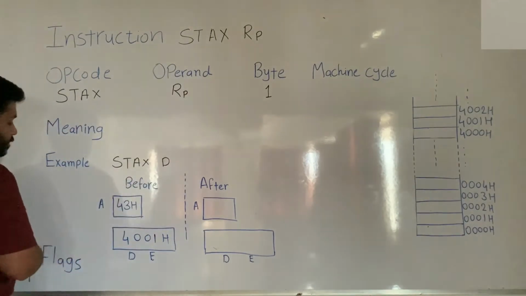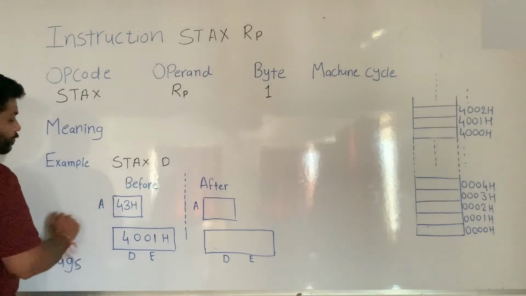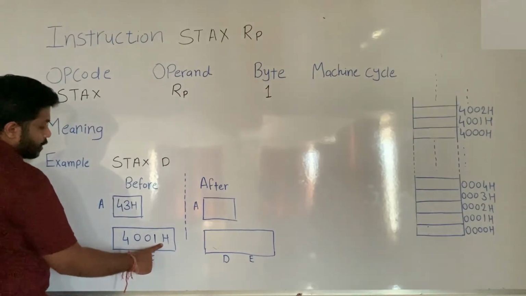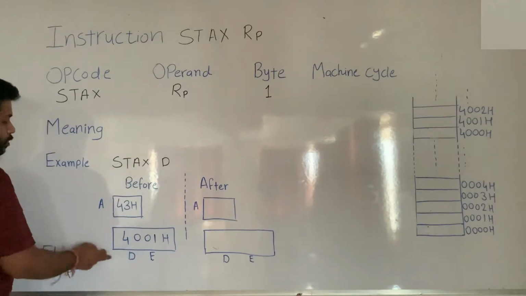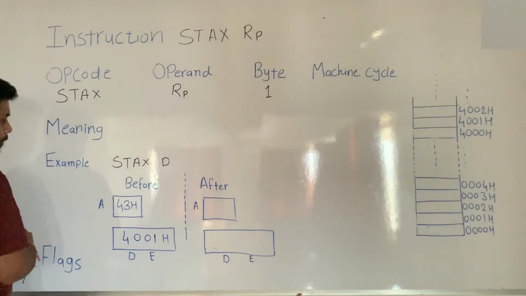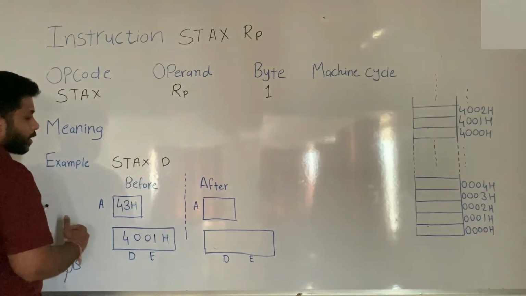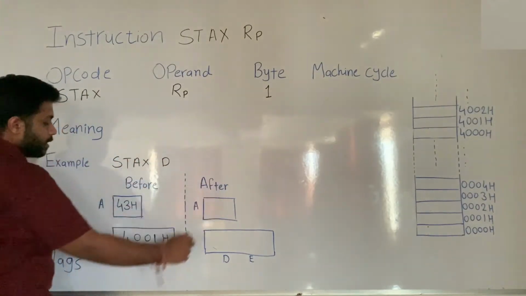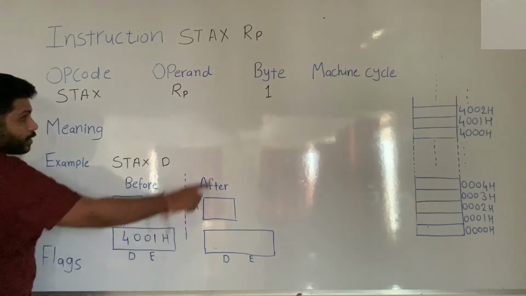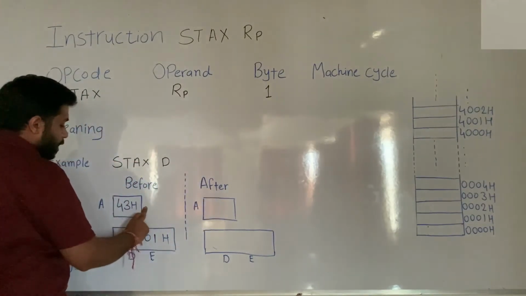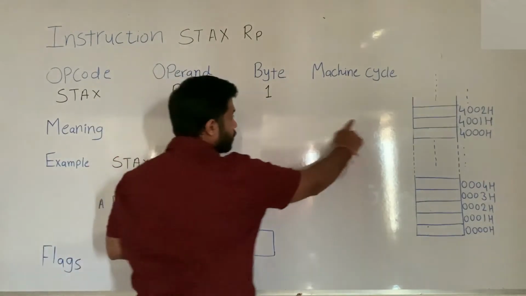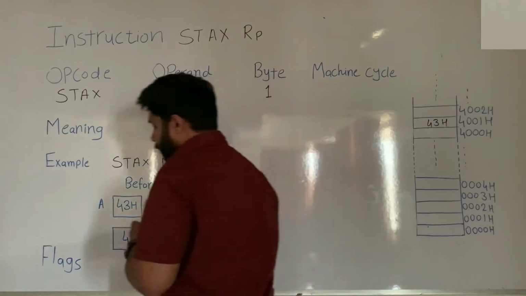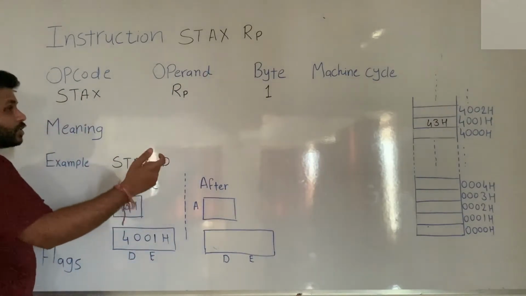You can see that before the execution, the accumulator contains 43H and the DE pair contains 4001H. So before execution, the status of these registers is this. After execution, what will happen? The data from the accumulator will be transferred to the memory, but which memory? The one specified in the DE pair. So the data from the accumulator, which is 43H, will be transferred to the memory location 4001. So you can see that in 4001, the 43H is transferred.